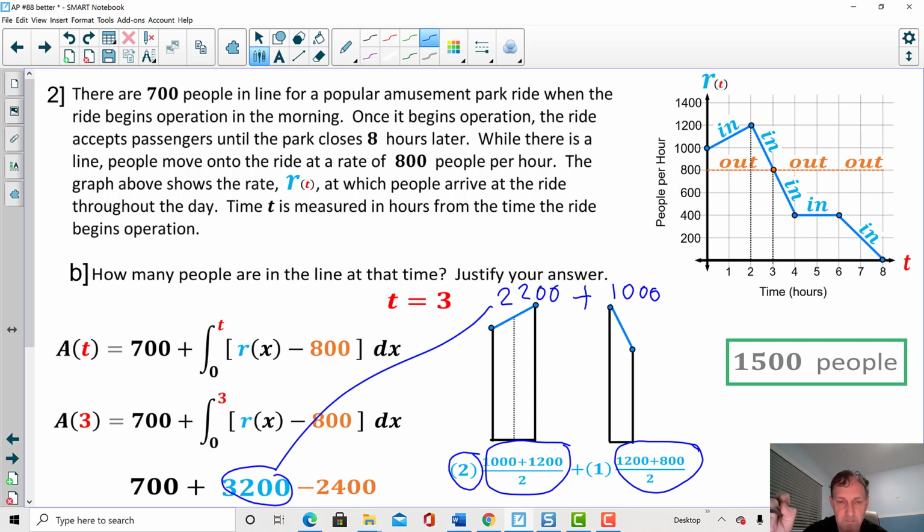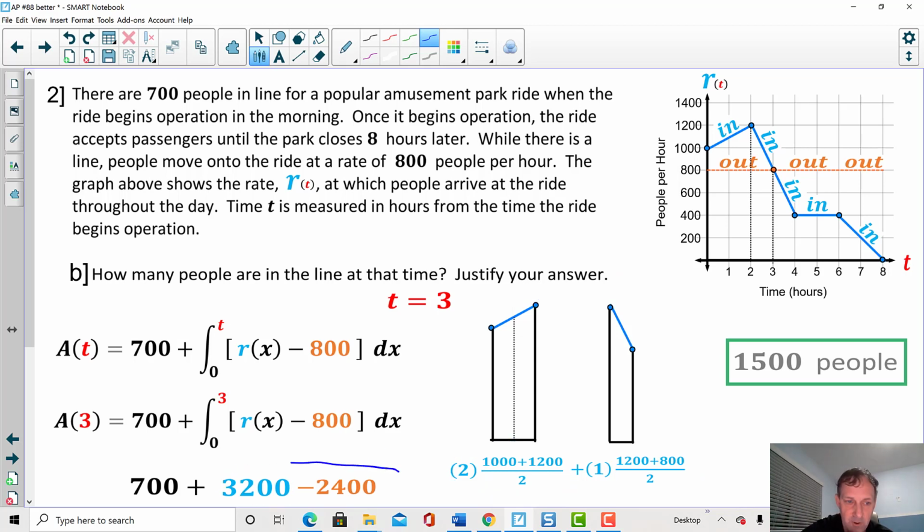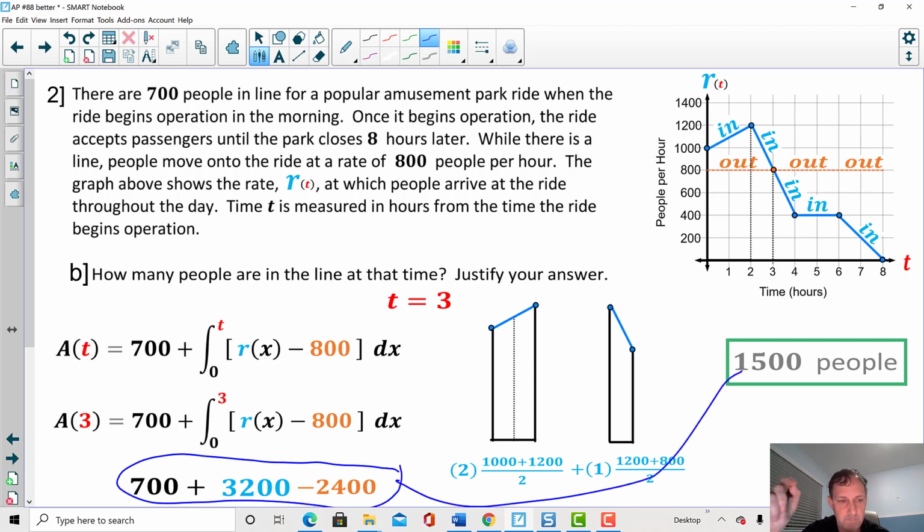That's the hardest part. And if you add up all these numbers here, you're going to get 1500. So when t is 3 hours, the amount of people waiting in line is exactly 1500 people.